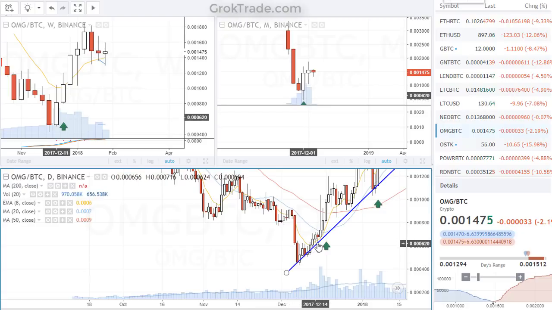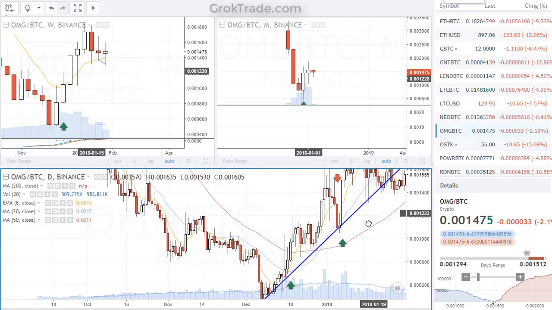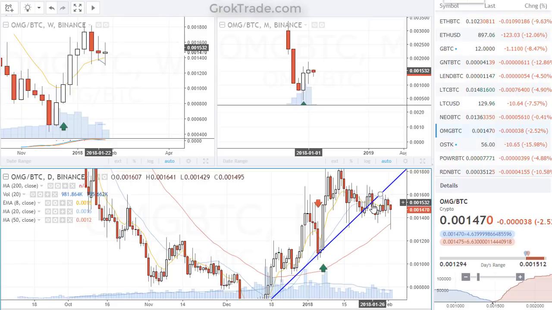So we have support here on the trend line, support there on the trend line, support here on the trend line, but then it broke the trend line right there. You see where it broke it? And then we come up.